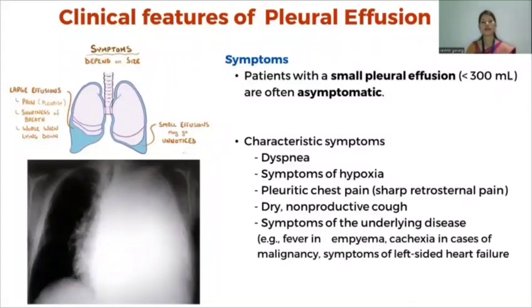Other characteristics, as written there, are dyspnea and symptoms of hypoxia. They'll have pleuritic chest pain, dry non-productive cough, and features of the underlying disease, like fever, empyema, cachexia in case of malignancy, and symptoms of left-sided heart failure. So these are the clinical manifestations of pleural effusion.